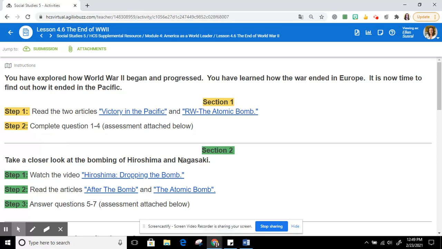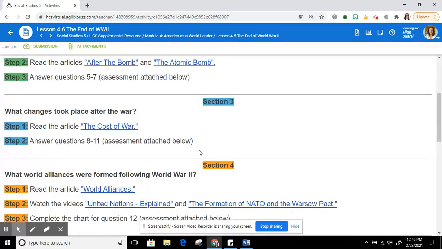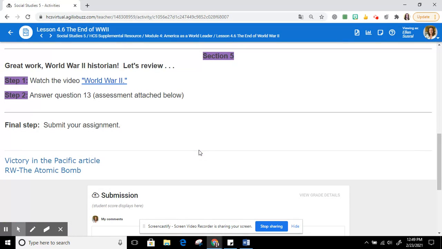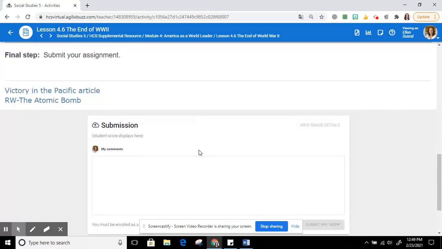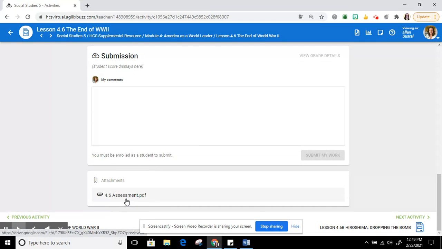And at the top here it says, you have explored how World War II began and progressed. You have learned how the war ended in Europe. It is now time to find out how it ended in the Pacific. So for this lesson, it's broken into sections. You've got section 1, 2, 3, 4, and 5. And for each of those sections, there's an assessment question or questions that go along with it.